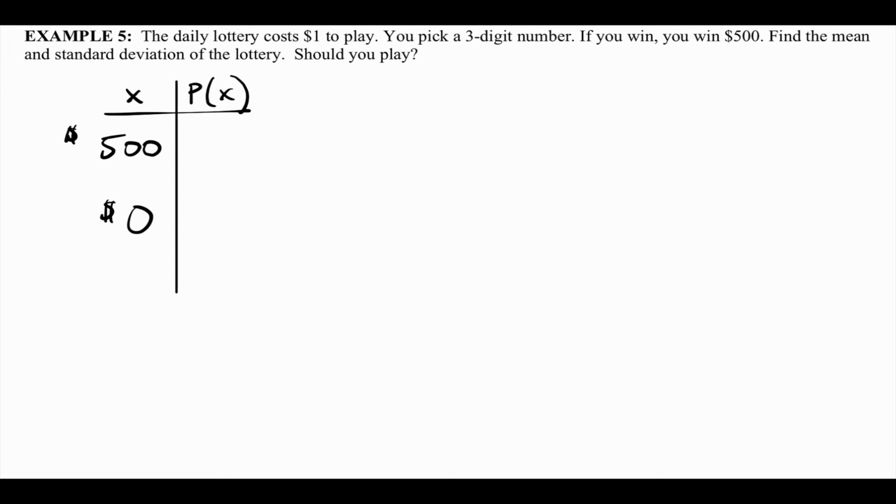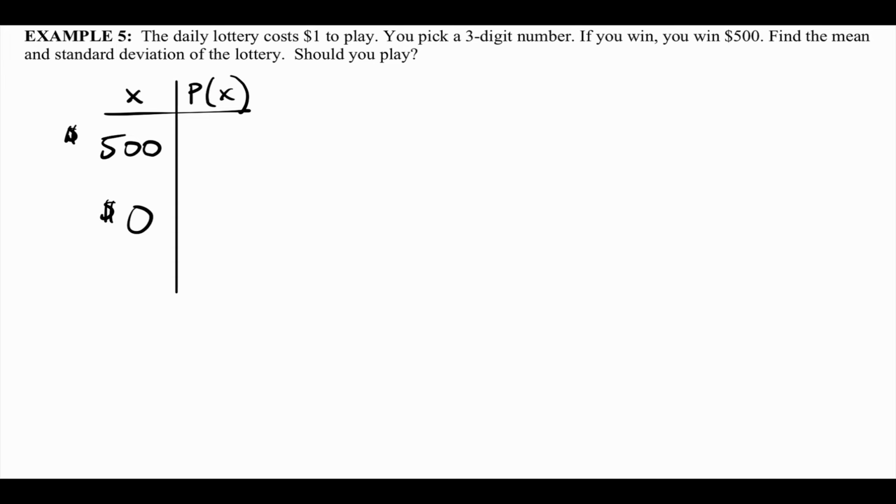Okay, so now is there anything else that could happen? Can I win $25? Can I win $1? Can I win $300? Can I win $1,000? Is there anything else that could happen? Okay, then that's all. That's the sample space of winnings.